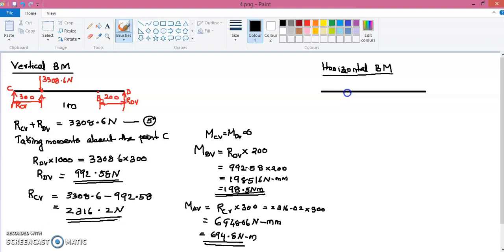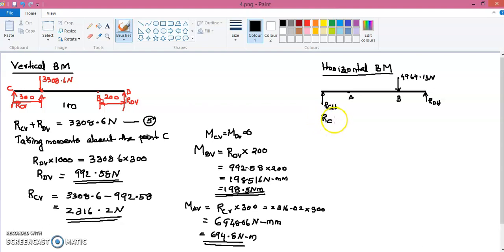So here I am having this reaction RCH, and this is RDH, and this point is A and this point is B. Here we are having only this horizontal force at the point B, and that magnitude is 4964.13 Newton.